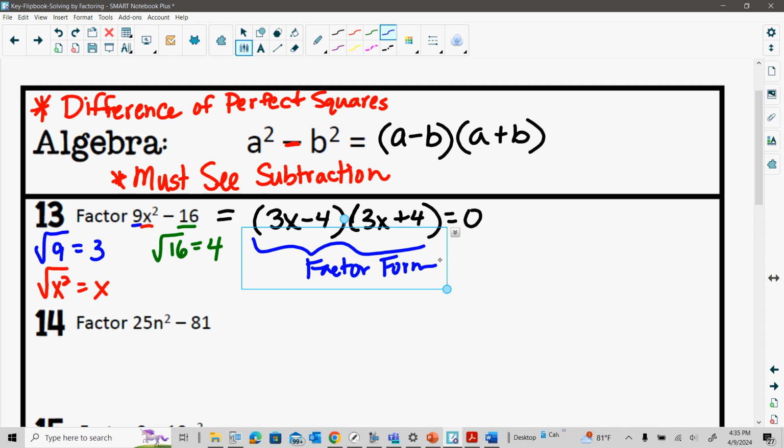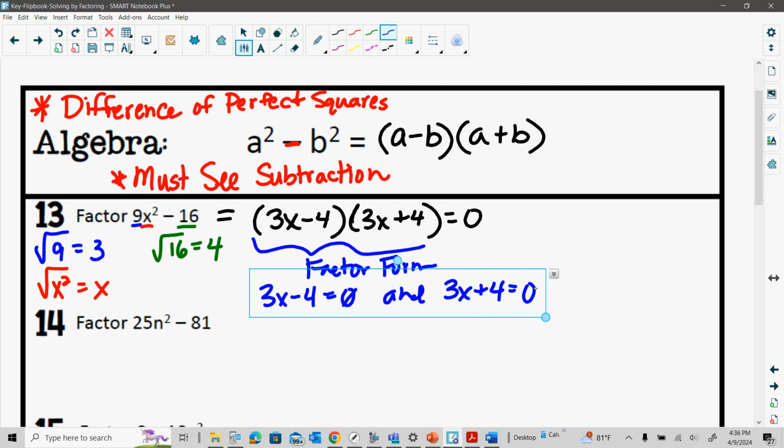So if I did that, all right, let's factor form. That would mean that this 3x minus 4 would equal 0, and the 3x plus 4 equals 0. And so we're solving each for x, so you would have to add 4. Okay. That gives us 3x equals 4. And then you have to divide by 3.